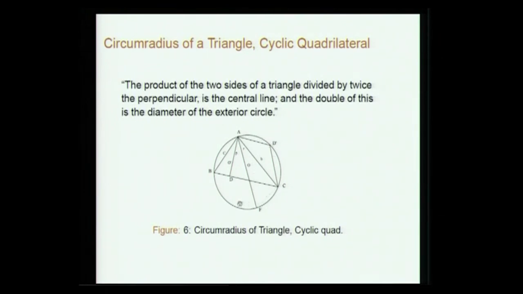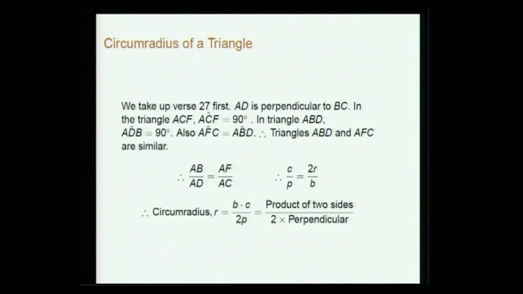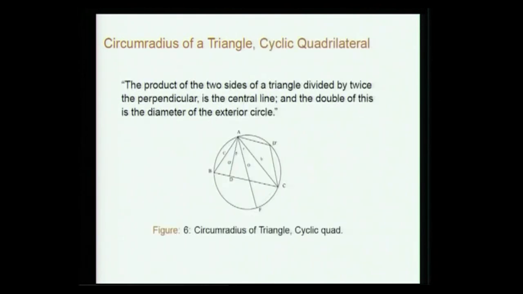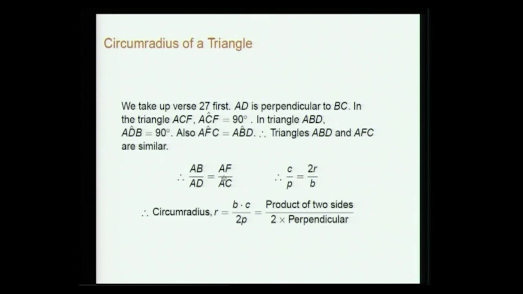So, angle ACF will be essentially 90 degrees. Of course, he does not give this, I am giving it. So, triangles ABD and ACF will be similar, because this angle will be equal to this angle and this angle will be equal to this angle. Then from this you get AB by AD equals AF by AC.